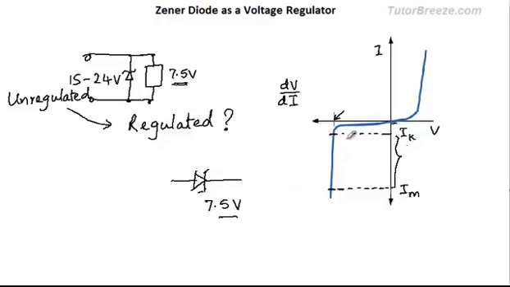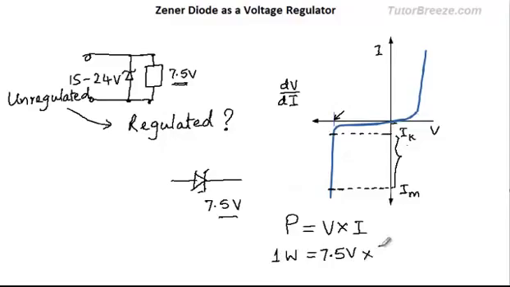Now again, coming back to this graph, we also have a maximum value of current that can flow through the diode, and this is found from the power rating of the diode. The power is equal to V times I. So let's say we have a diode whose breakdown voltage is 7.5 volts and whose power is 1 watt.